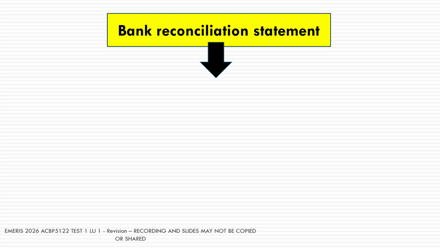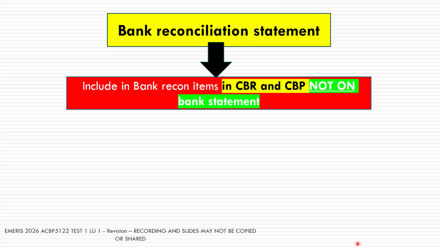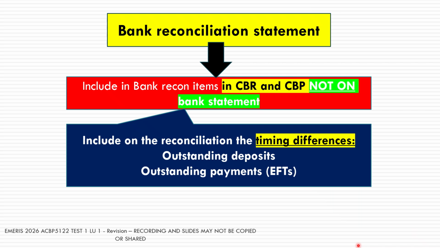Can you quickly just think through it and just make a note for yourself? Remember, into the bank reconciliation statement, now we're looking for items in the cash book, but not yet on the bank statement. Let me just go back. So on the bank reconciliation statement, we're looking for items in the cash books, not on the bank statement.